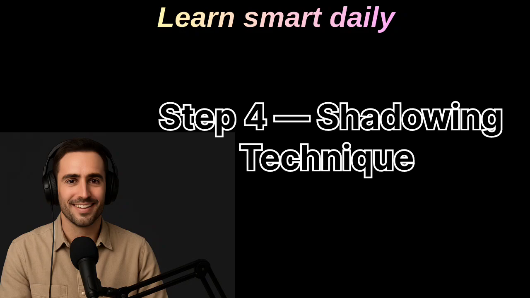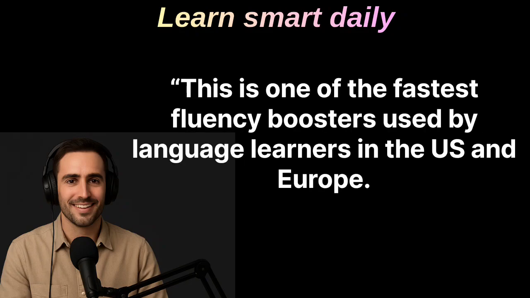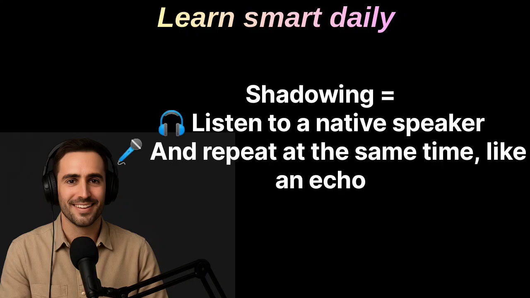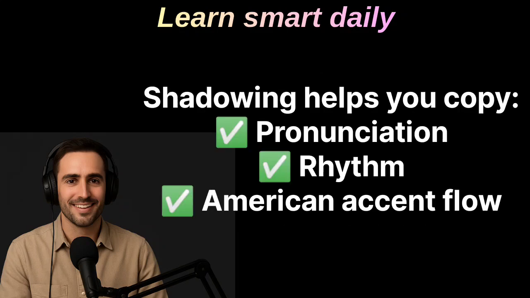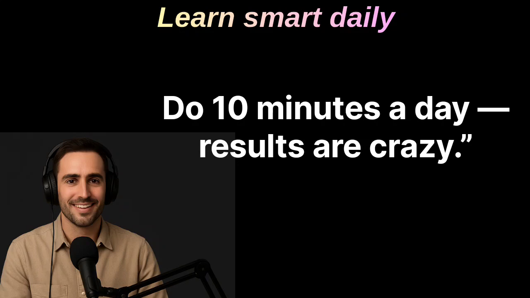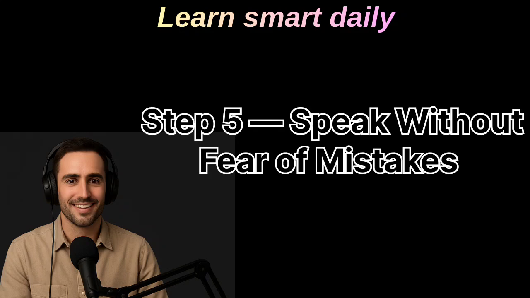Step 4. Shadowing technique. This is one of the fastest fluency boosters, used by language learners in the US and Europe. Shadowing equals listen to a native speaker and repeat at the same time, like an echo. Do it with podcasts, news, YouTube videos, movie scenes. Shadowing helps you copy pronunciation, rhythm, American accent flow. Do 10 minutes a day. Results are crazy.